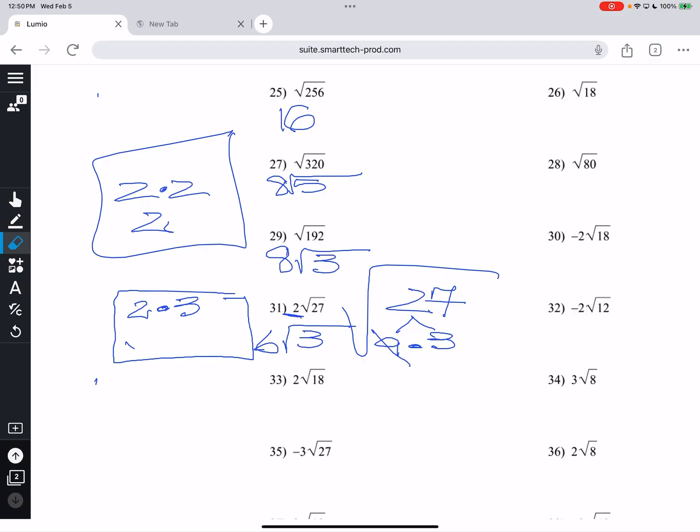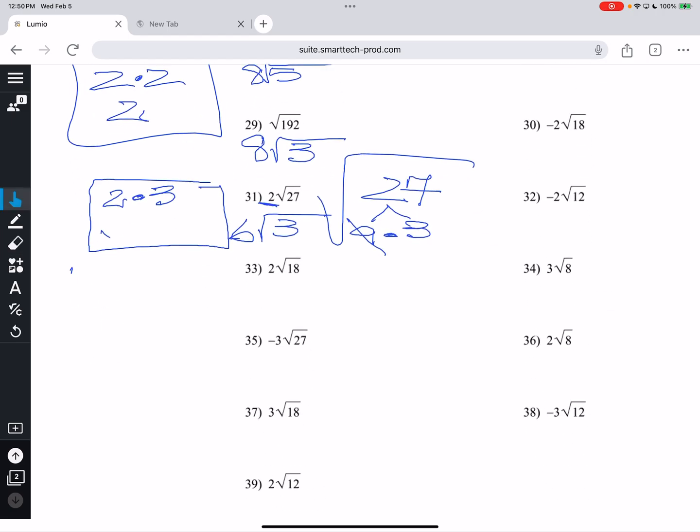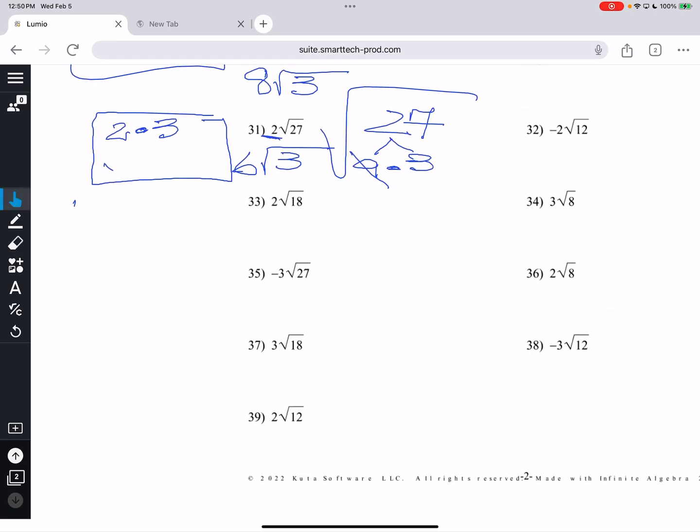What about with the negative? Figure out the rest of the page, in the odds category. These are easy. Look at 33 and 37. They're the same radicals, so just multiply the outside number that you get.